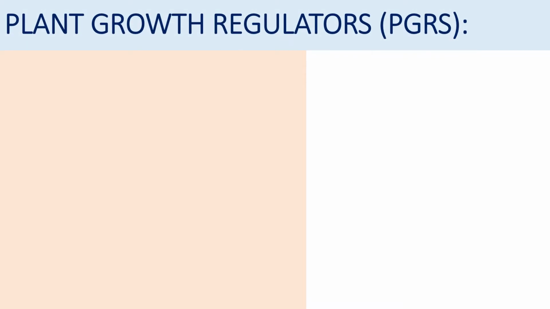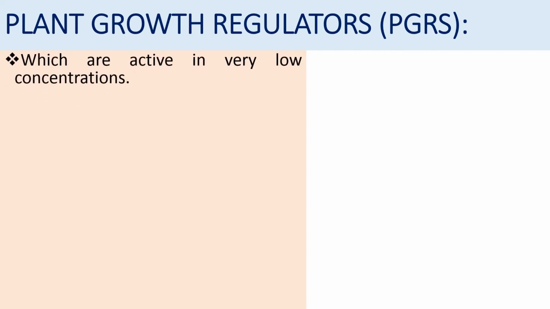So first of all, what are plant growth regulators? These are chemical substances which are produced in very small amounts, and they have their unique function in the plants. They are active in very low concentration, and are commonly known as chemical messengers also.